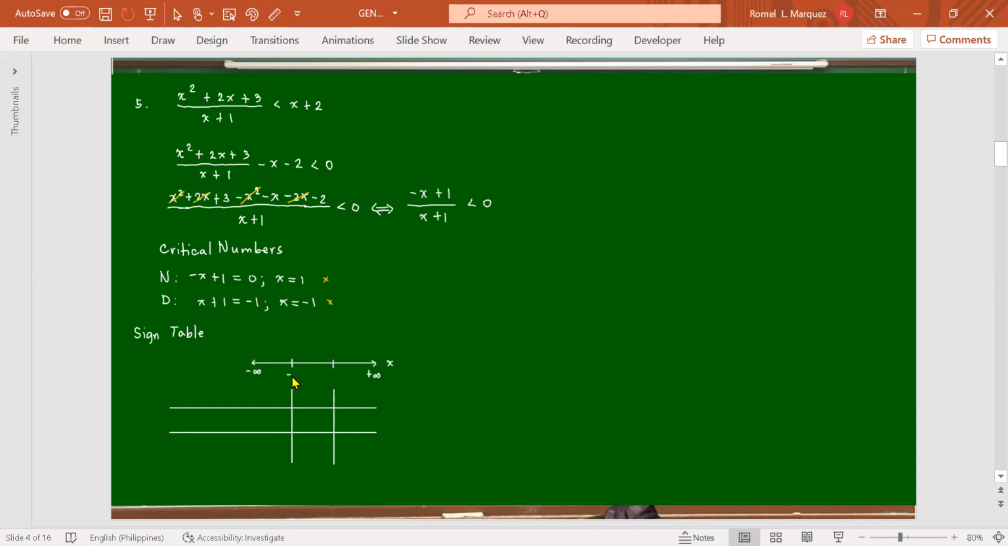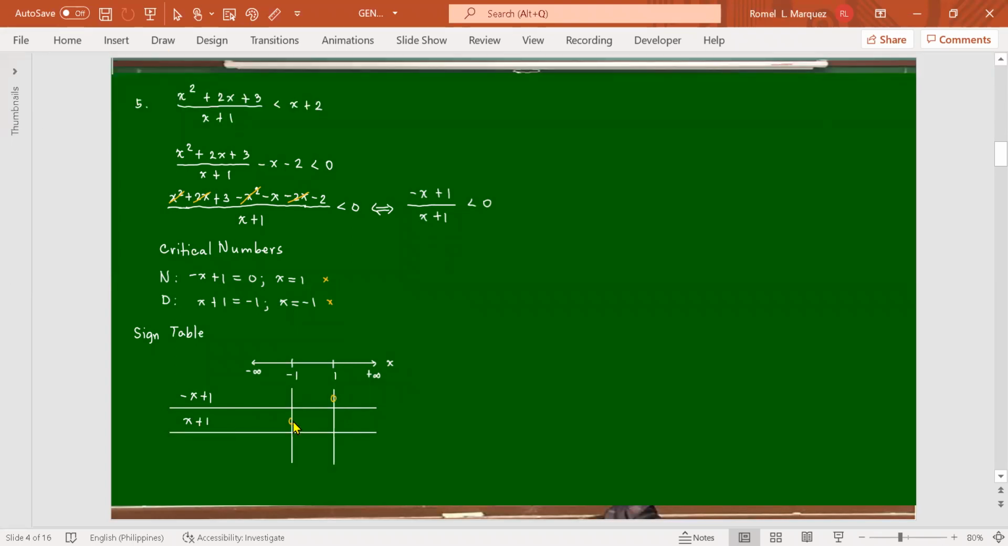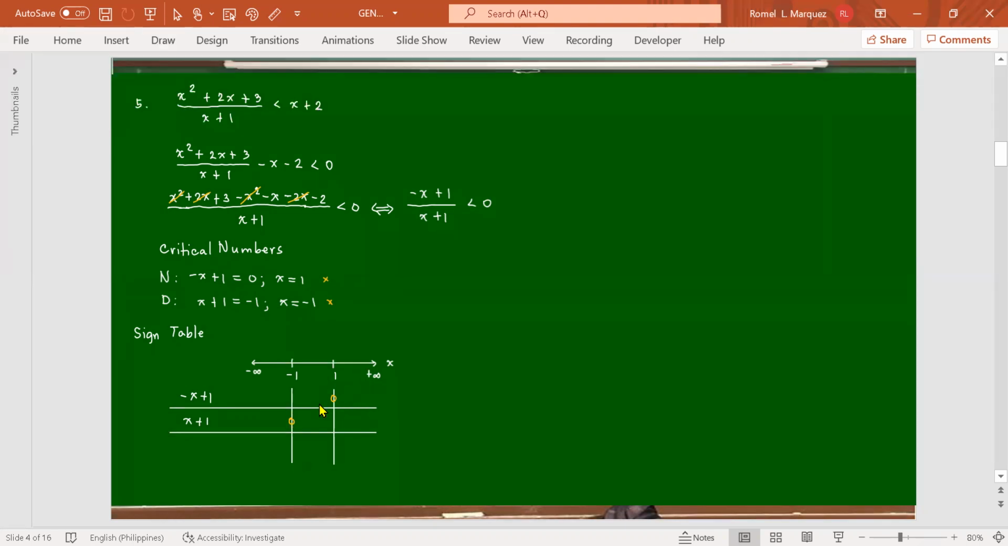Sign table. What are the critical numbers? Negative 1 here, 1. Expressions: negative x plus 1, x plus 1. So let's put the 0 mark. So it is 0 when x is negative 1. For the first expression, where am I going to write the negative? Guys, where am I going to put the negative? At the left side. Negative to the left, positive to the right.